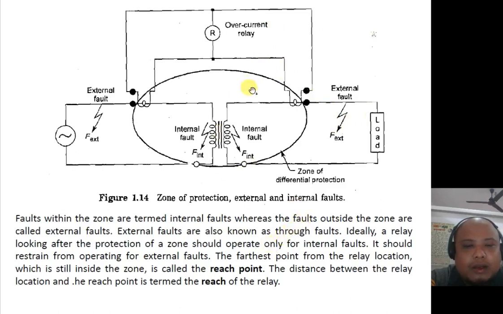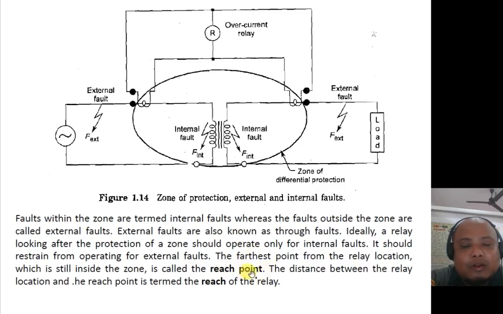The farthest point from the relay location which is still inside the zone is called the reach point of the relay. Up to what distance it can protect, that farthest point, is called the reach point of the relay. The distance, know the difference.